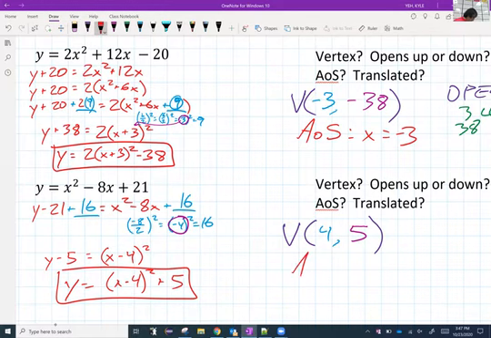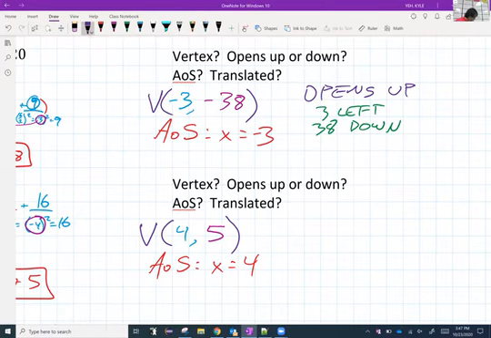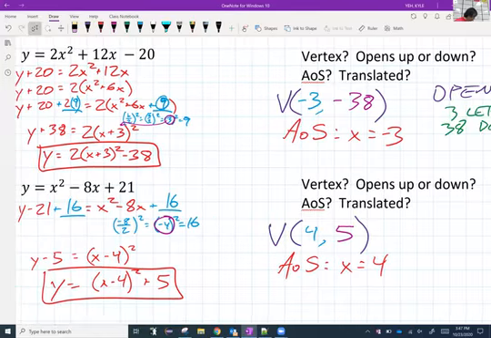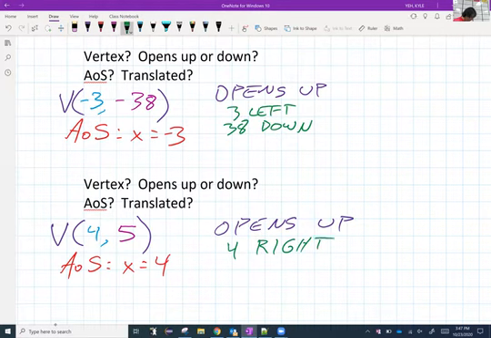Axis of symmetry, x equals 4, because that's the vertical line that goes through my vertex. Definitely opens up, because we had just positive x squared there. So opens up. And how did we get to where our vertex is from the origin? It looks like we went 4 right and 5 up.